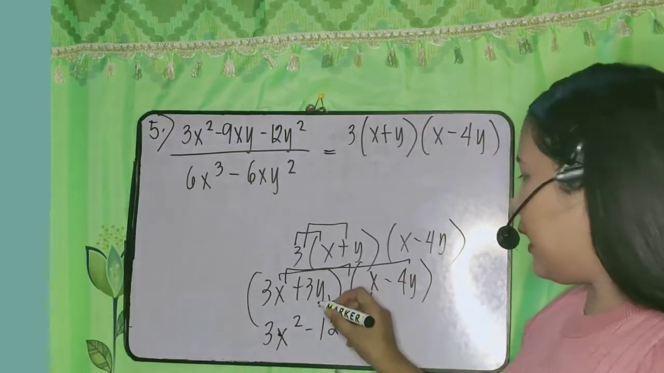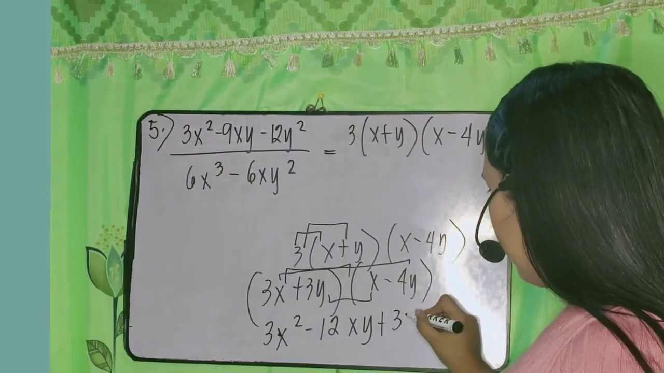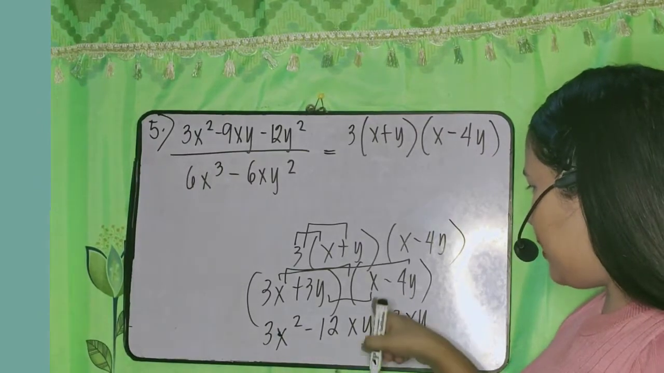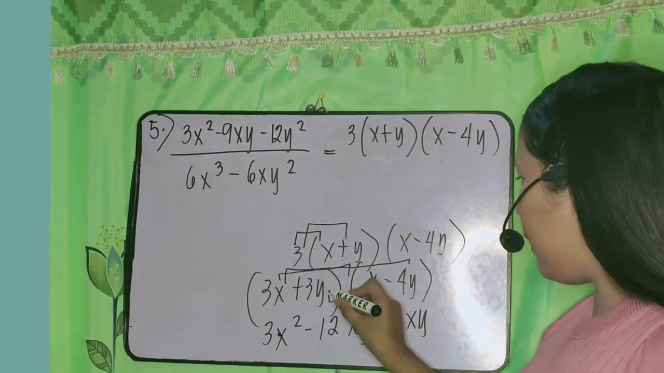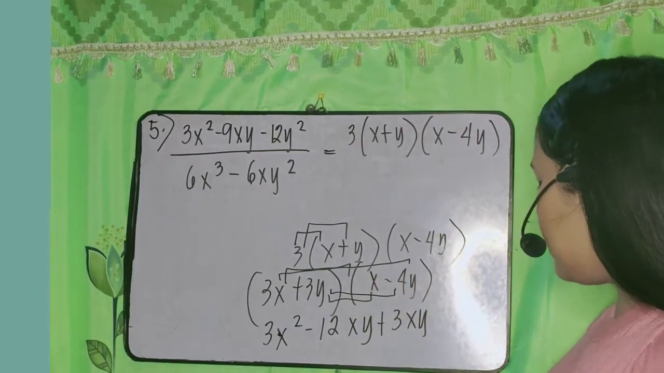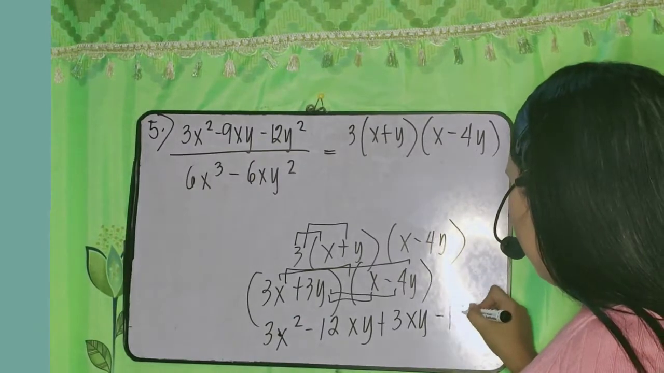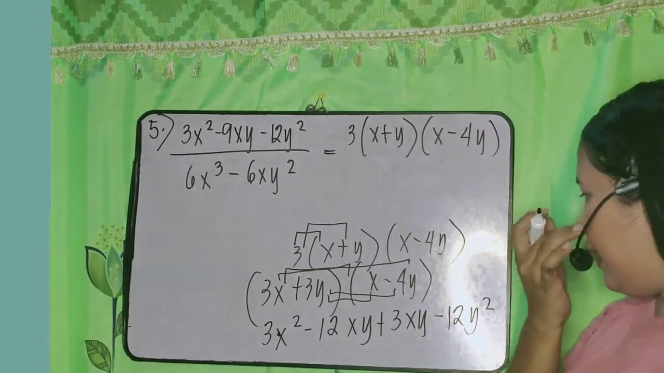So, 3y times x, we have positive 3xy. So, since nagsimula tayo sa xy, parehas lang naman, unahin lang natin yung x, then sunod natin yung y. Then, sunod po, 3y times negative 4y. So, we have negative 12y squared. Okay? Kasi negative times positive, we have negative.